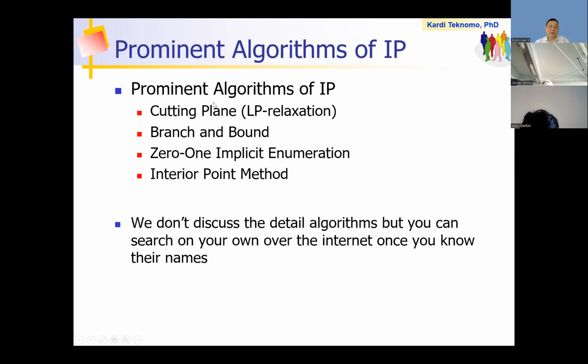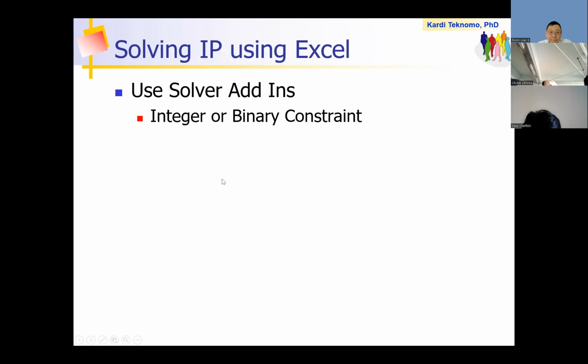These are the prominent algorithms in integer programming. You use cutting plane or LP relaxation. You have branch and bound or 0, 1 implicit enumeration. The most famous one is interior point. But for the sake of this class, I don't discuss any of this. If you want, I can give you books or you can search on your own over the internet. As long as you know the name, it's easy. You can search for more detail if you are interested.